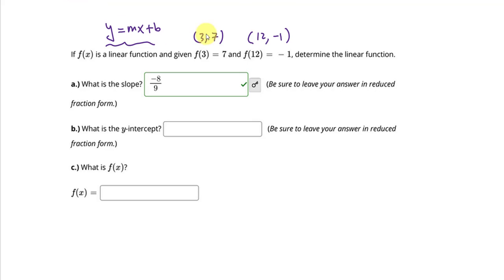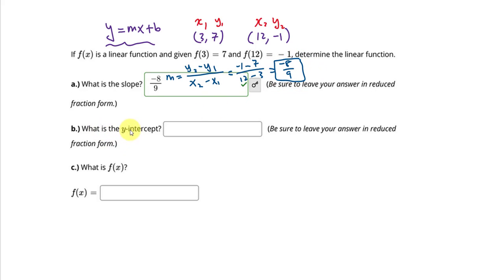So the first thing is you need to label. This is the first point, x1, y1, and x2, y2. And therefore, to find the slope, I'm just using what? The slope is m equals y2 minus y1 over x2 minus x1. And y2 is -1, y1 is 7, and x2 is 12, and x1 is 3. And I have on the top -8 over 9. You can leave your answer in the reduced fraction form. So that is the slope.